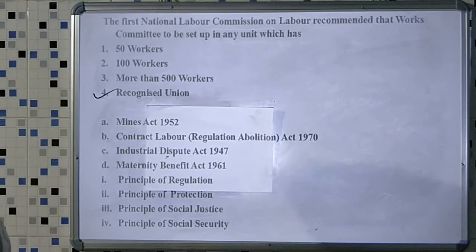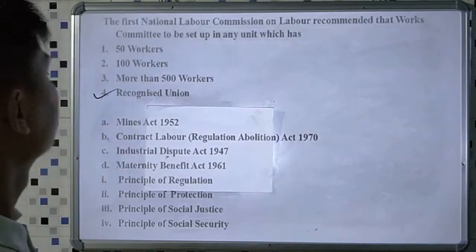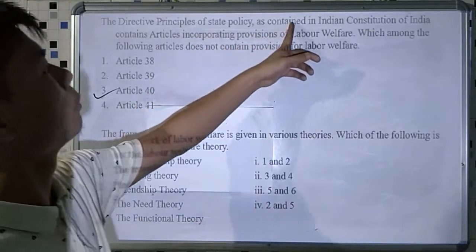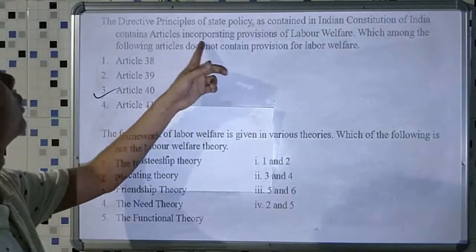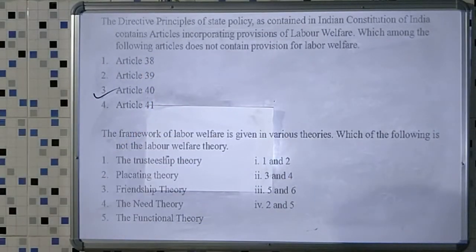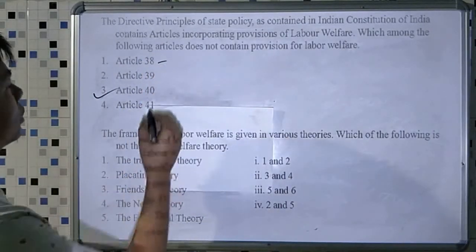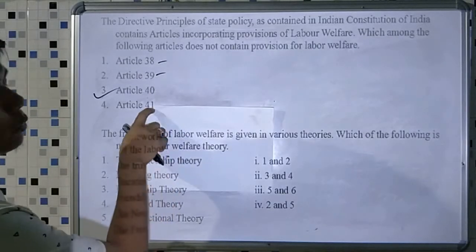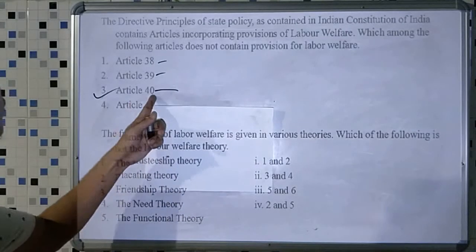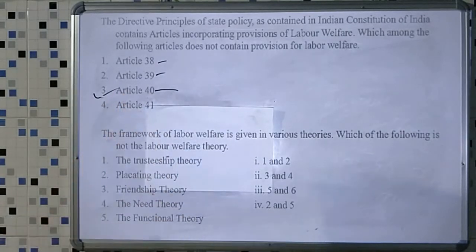Now going back to the next. Directive principles of state policy as contained in the Constitution of India contain articles; which among these does not contain labor welfare? Article 38 contains, 39 also contains, 41 also it contains, but 40 we didn't talk about. So 40 is the right answer. Go back to the same slide I have shown, you will find this answer.